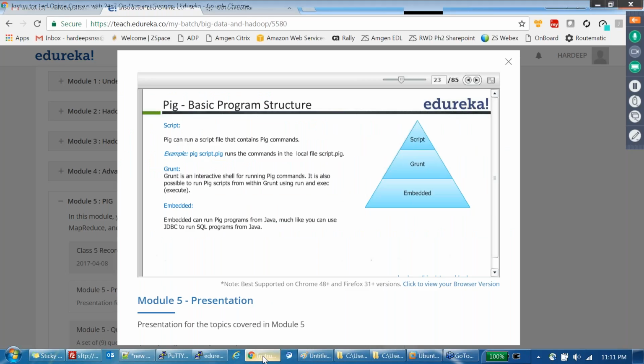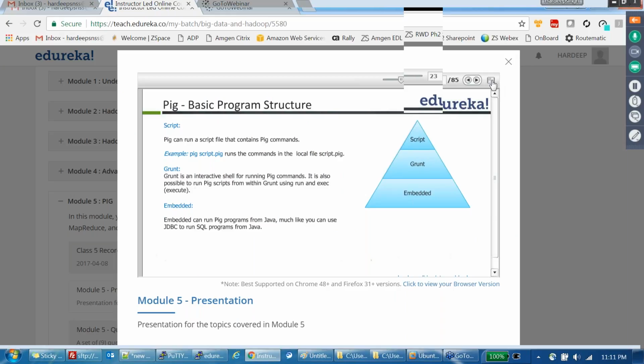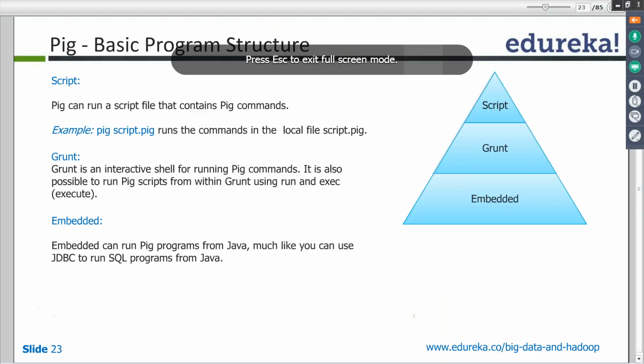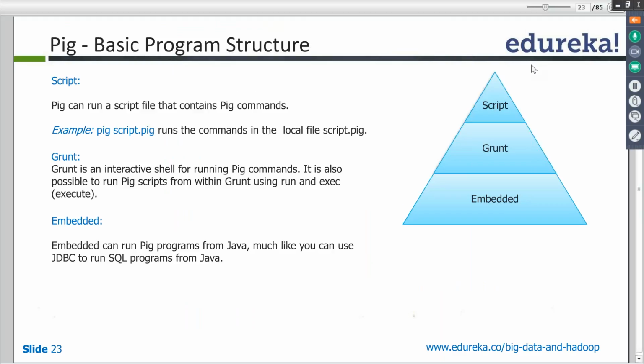So the first way is through grunt, that's your interactive mode. The second way is embedded. Basically, you can write your pig scripts using the Java language. So you can run pig programs from Java, much like you write a JDBC program. It's similar to JDBC. It's not JDBC, but it's very similar. Java has lots of APIs for pig to interact, submit your queries and fetch the results.